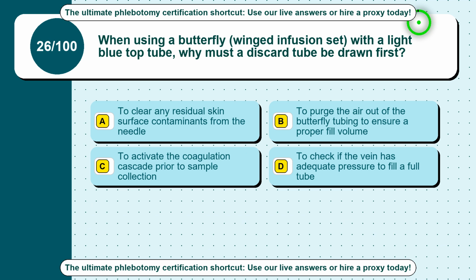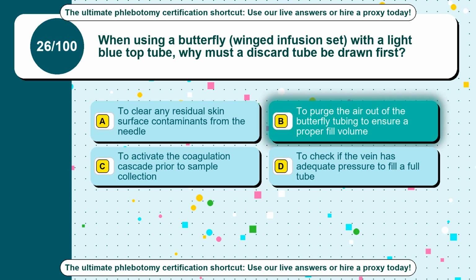Question 26. When using a butterfly winged infusion set with a light blue top tube, why must a discard tube be drawn first? Option A, to clear any residual skin surface contaminants from the needle. Option B, to purge the air out of the butterfly tubing to ensure a proper fill volume. Option C, to activate the coagulation cascade prior to sample collection. Option D, to check if the vein has adequate pressure to fill a full tube.